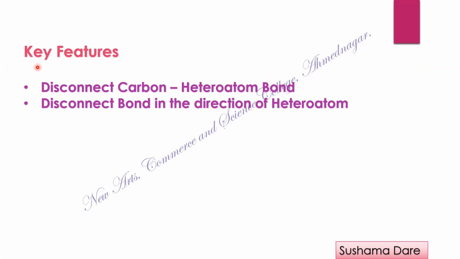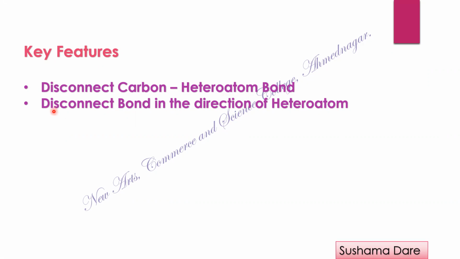These are some features which we have to follow as a strategy during the disconnection of a heterocyclic compound. So, disconnect the carbon-heteroatom bond. Disconnect the bond in the direction of the heteroatom as it is more electronegative. So these two strategies, you always keep in mind.